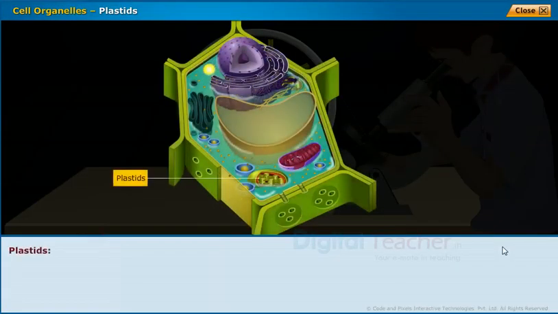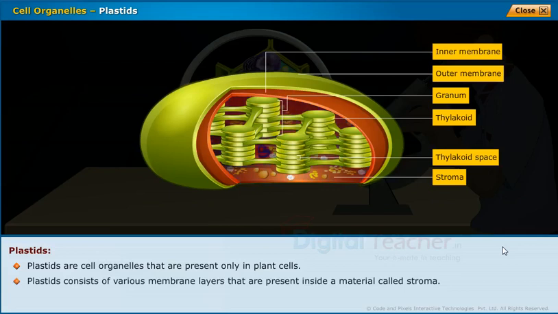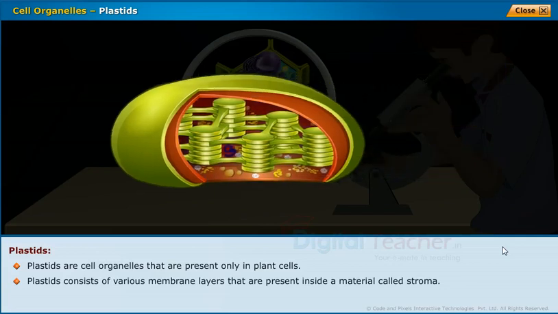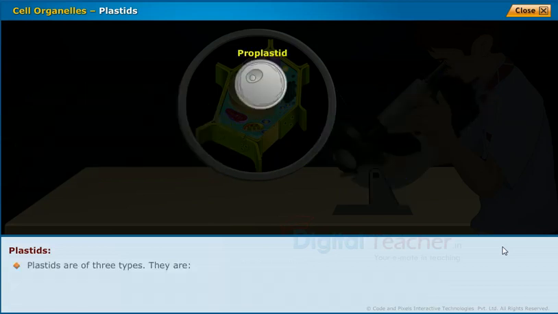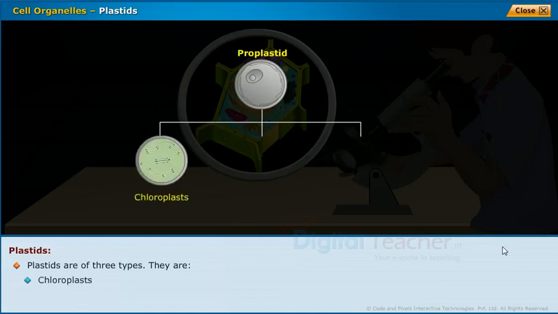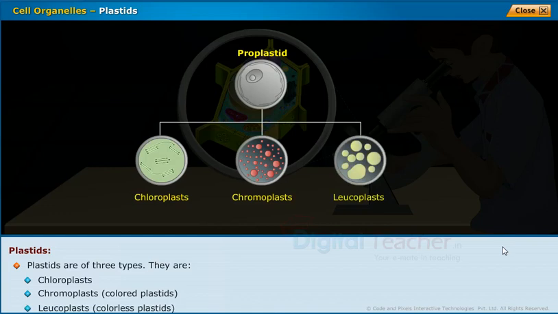Plastids. Plastids are cell organelles that are present only in plant cells. Plastids consist of various membrane layers that are present inside a material called stroma. From external view, plastids are similar to mitochondria. Plastids are of three types. They are chloroplasts, chromoplasts, leucoplasts.